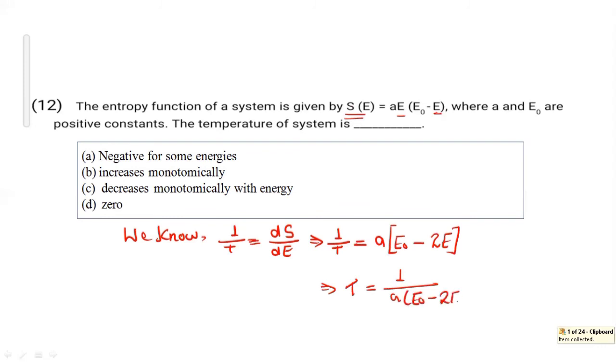So you will have T, just take the reciprocal of it, you will have A times (E naught minus 2E), right? Here it is said to us that E naught is positive, and A is also positive. If E naught and A both are positive, that means in that case it might be negative, yes or no? Because E naught must be greater than this term. That means for some systems, it might be negative for some energies, you can see from this expression. So the correct option is option A: it might be negative for some energies.